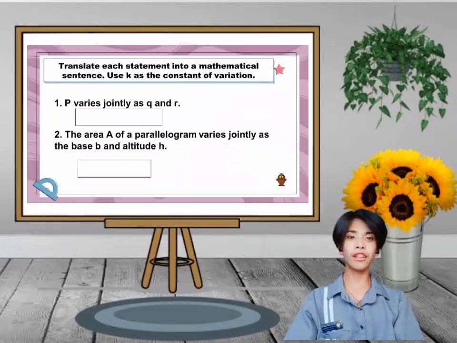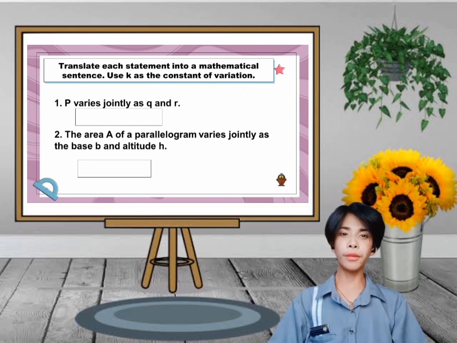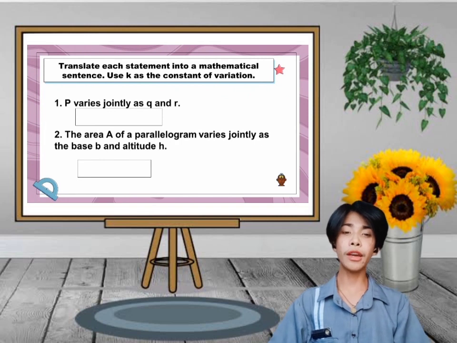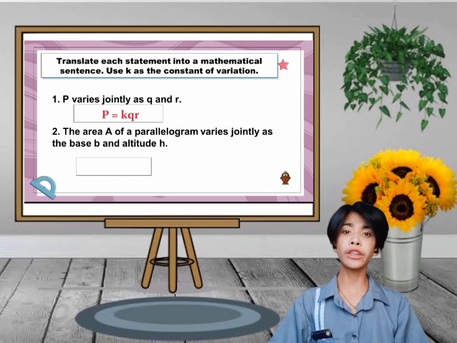So, let's translate each statement into a mathematical sentence. Use K as the constant of variation. First, P varies jointly as Q and R. So, meron tayong makikitang connected na "and". Ibig sabihin, pagsasamahin natin si Q and R. So, that is P equals KQR. Yung K natin is the constant of variation.